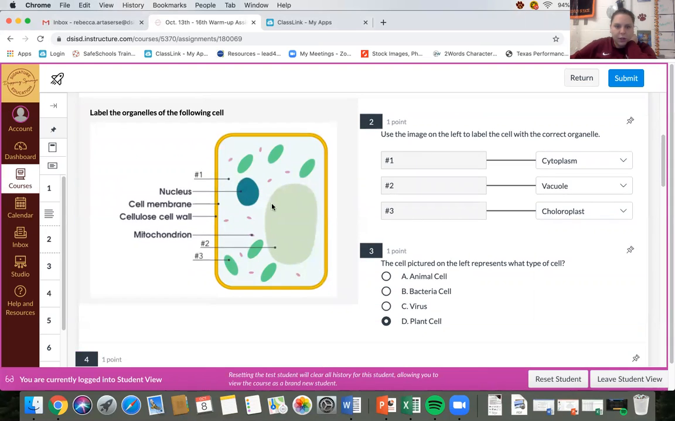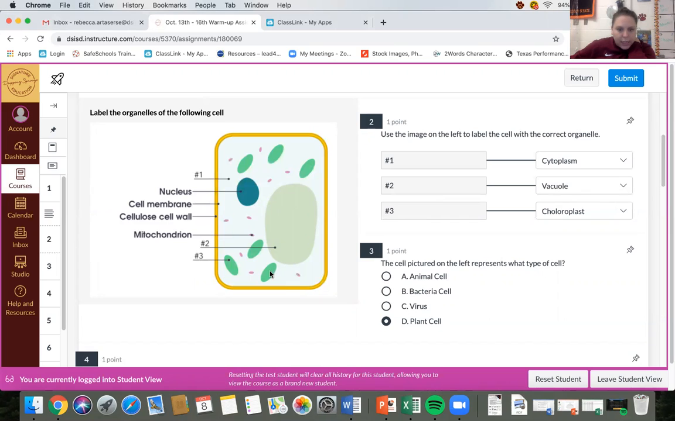We're going to use the picture on the left to answer question two. It says use the image on the left to label the cell with the correct organelle. So number one, it looks like it's pointing to this light blue area. This light blue area fills in all the empty spaces where organelles are not present, so that is our cytoplasm. Two, I'm looking at this big organelle. And so I know this has a nucleus and it has a cell wall, so this must be a plant cell. And I know in plant cells, our vacuoles are going to be our largest organelles. So number two is going to be a vacuole.